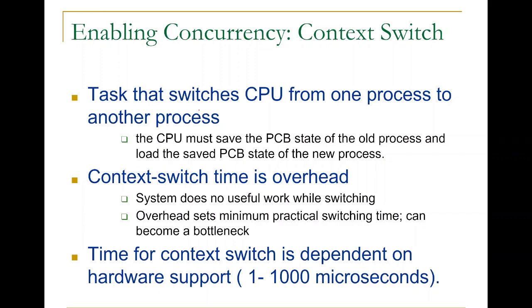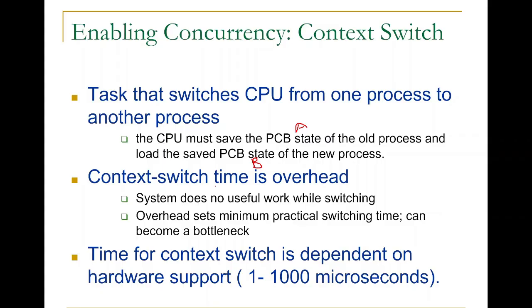For example, if the CPU is working on process A, after a while it has to switch to process B. So the CPU must save the process control block of the old process and load the saved process control block state of the new process. Remember that. If this is process A, it has to be saved and process B loaded into the system. The system must do that all the time. It must save the PCB state of the old process and load the PCB state of the new process. Keep saving each of them before you load the new one.